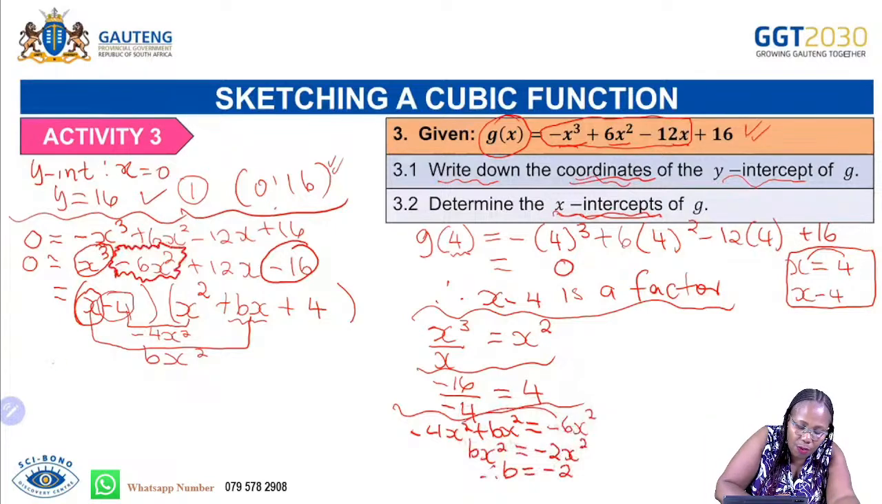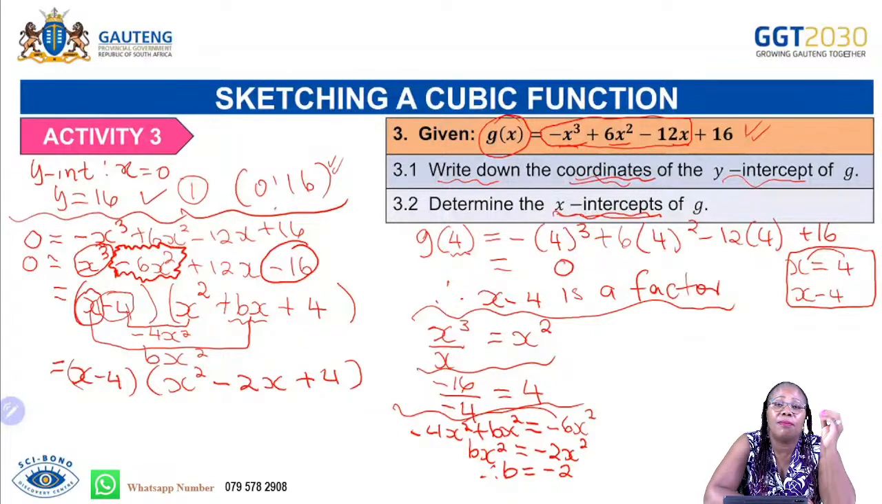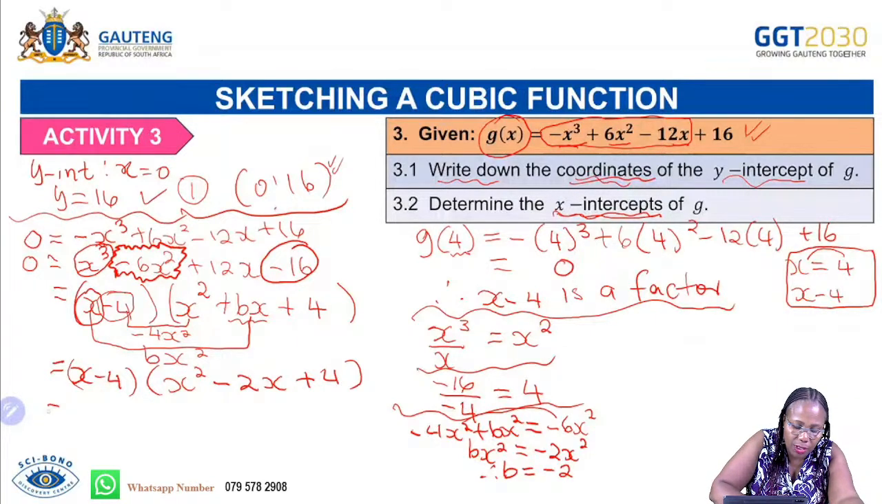We can now go back to our x-intercept, the first bracket, x minus 4. Our trinomial factor is x squared, and then our b is minus 2, then it will be minus 2x plus the 4 there. Happy, grade 12, we have a trinomial, the same as when using synthetic and the long division method. This is the short method that you can use.